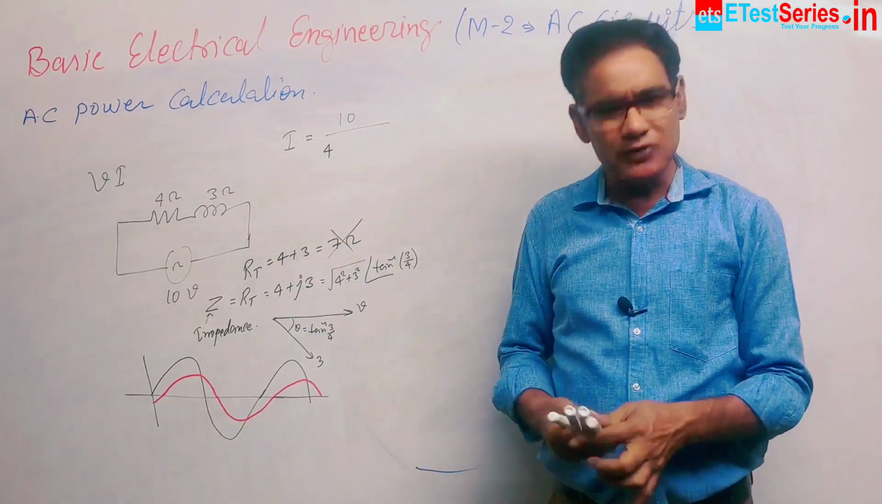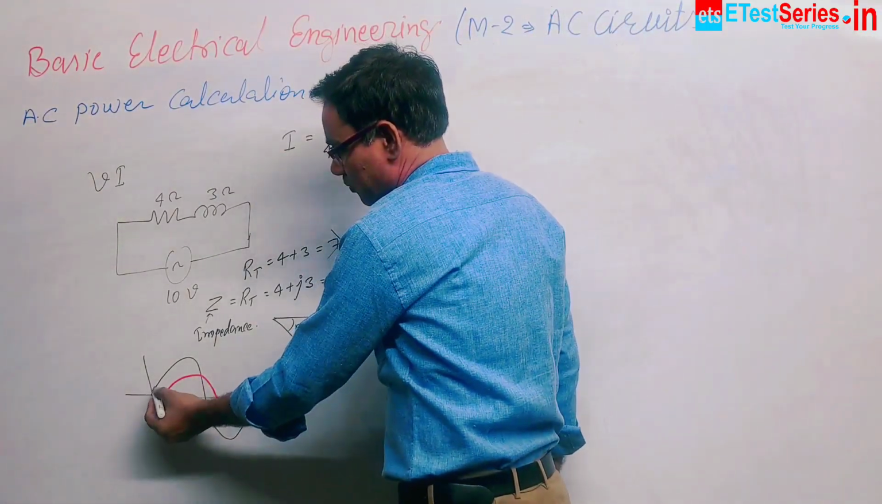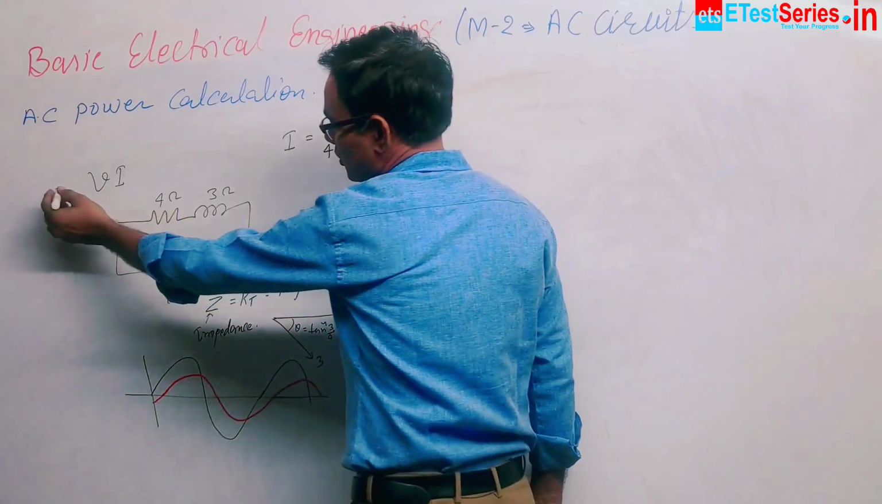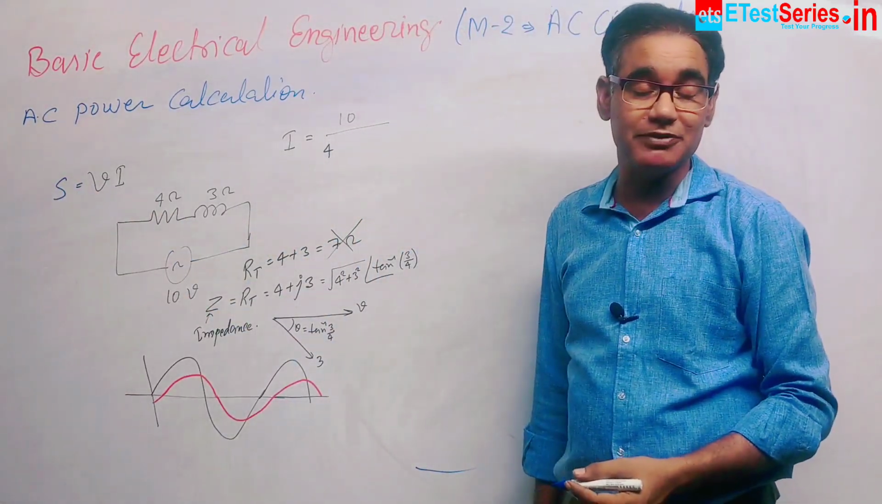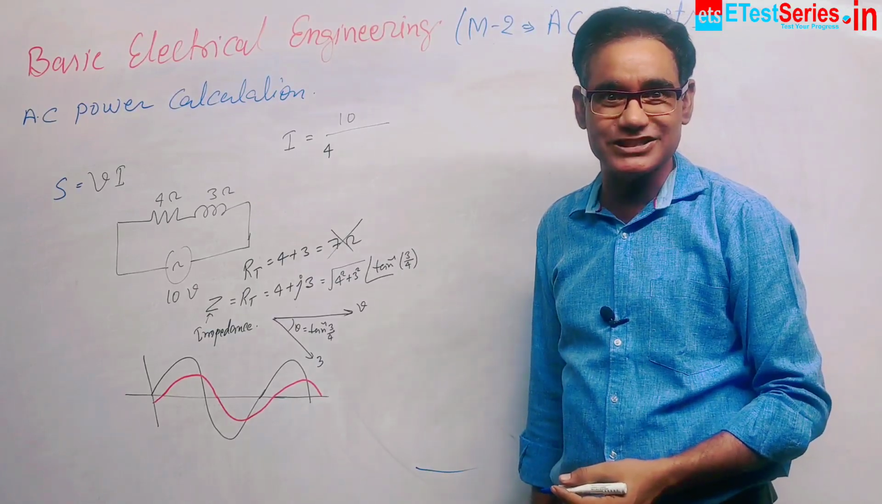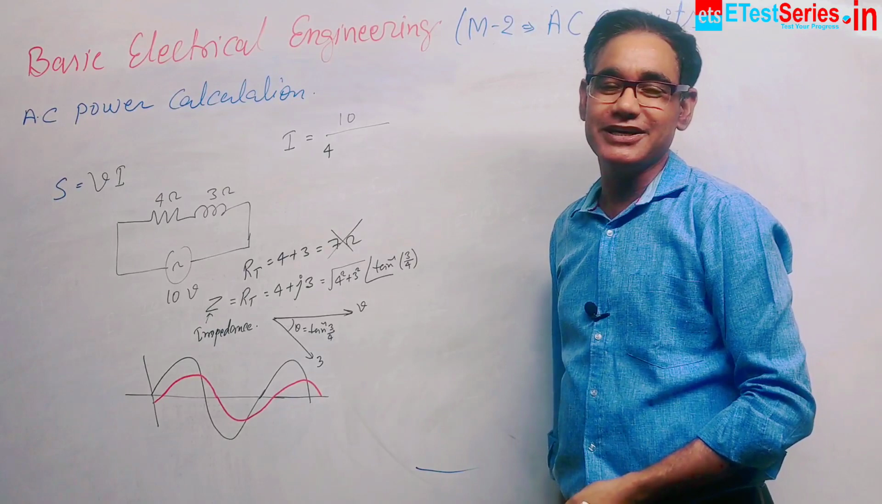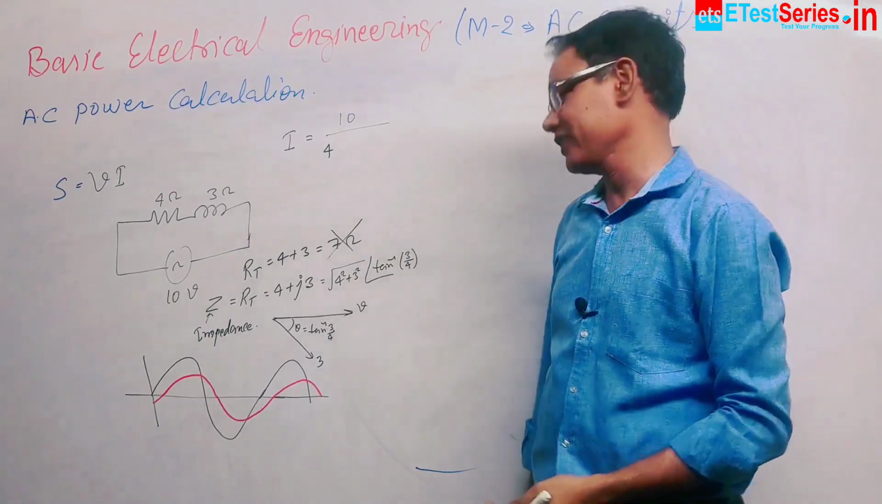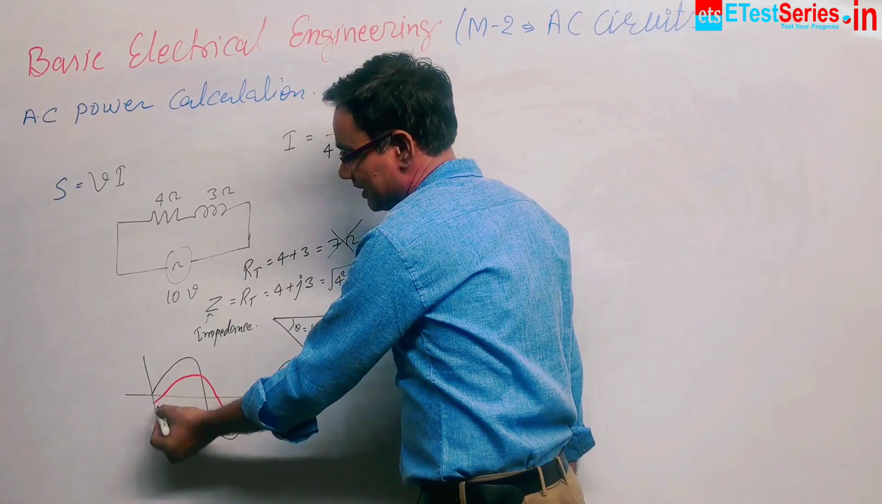Now we are taking the power waveform. Power here is the product of these two. In AC, the resultant total power, the product of voltage and current, is known as S, not P. Why not? I will discuss later. But it is known as S, not P. So here the total power is the product of these two.